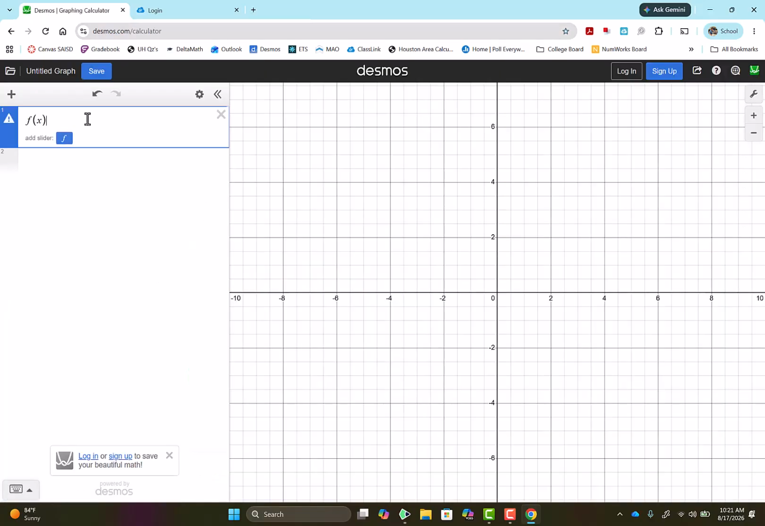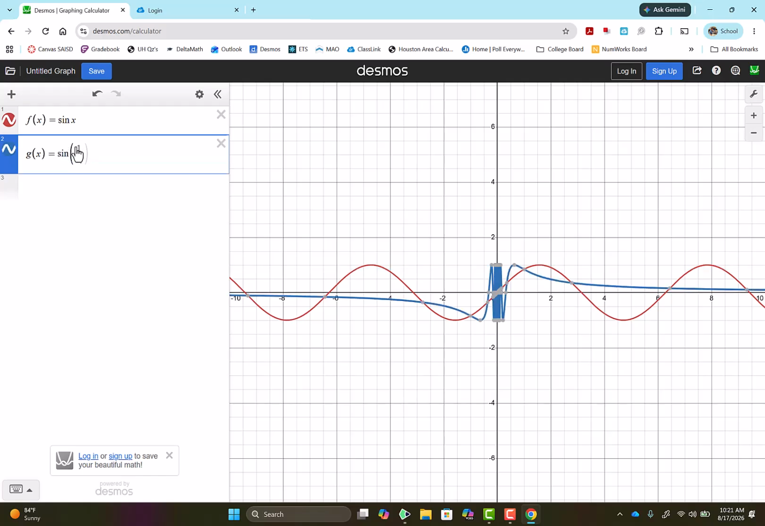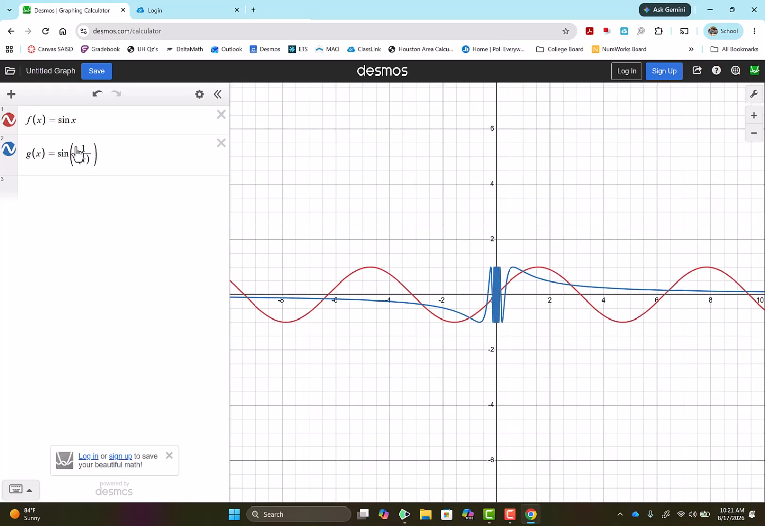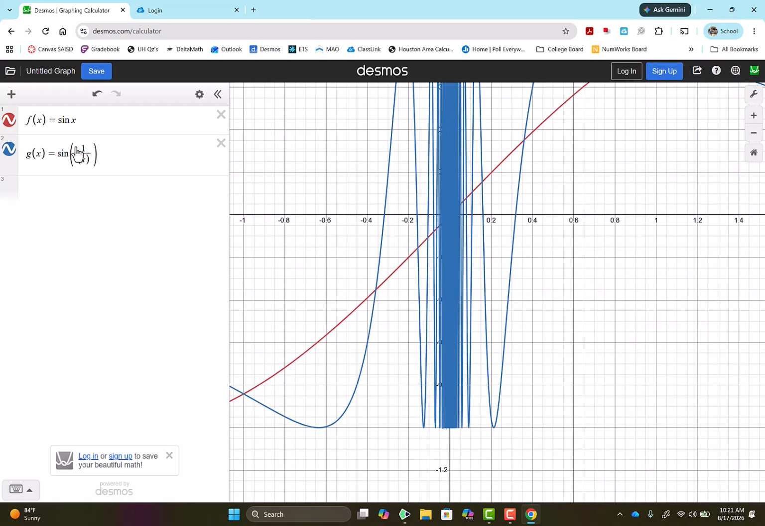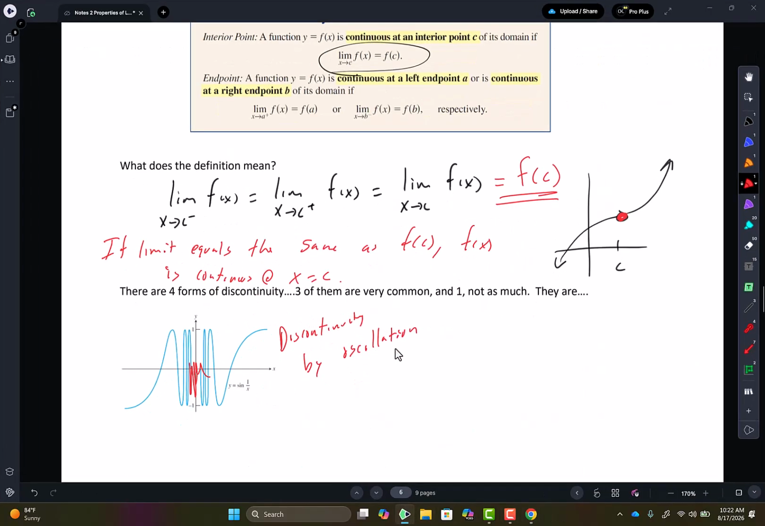Let's graph sin x. It's nice and continuous, but look what happens if I do sine of 1 over x. Look what happens to that blue curve. Can you tell where it's at zero? Heck no. It's just going up and down super fast. So sine of 1 over x is not continuous at x equals 0 because it's going so fast. You can't tell if it's going up or down. So that's called discontinuity by oscillation.